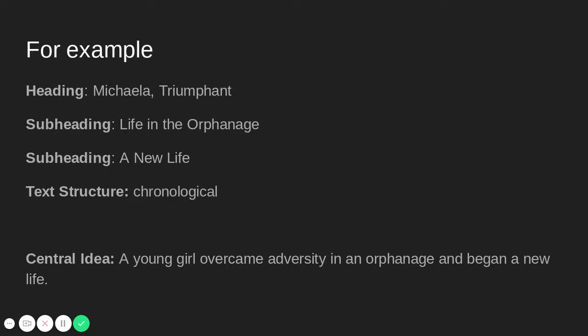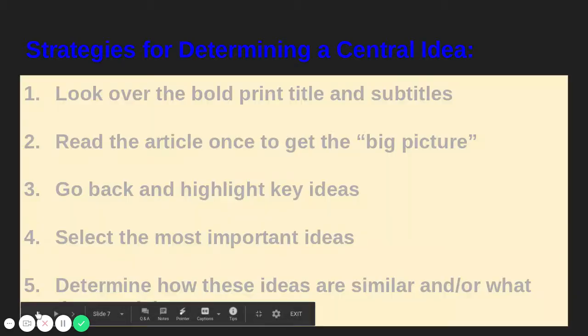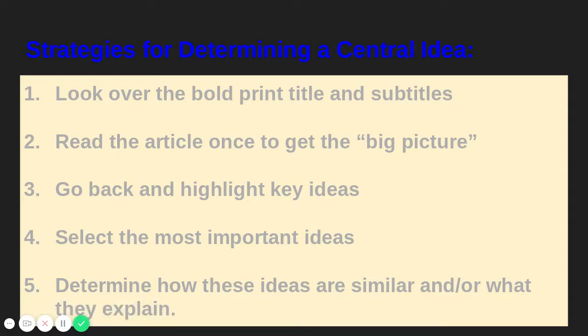So that is what you are going to be doing today on commonlit.org. You are going to be going through these steps and using these strategies to determine the central idea of the article. Don't forget, if you get a constructed response question, make sure you use your RACE writing strategy.